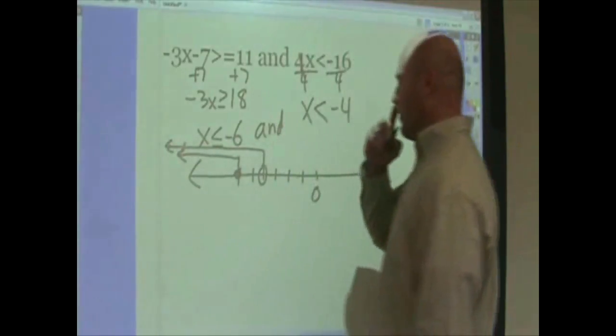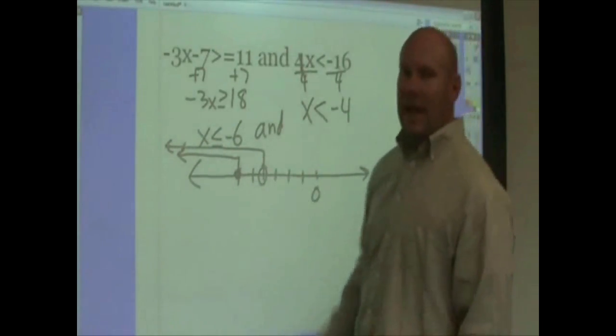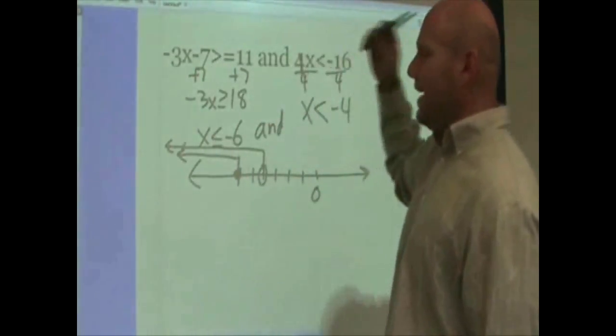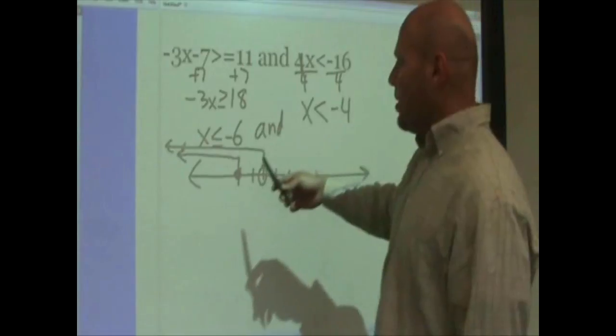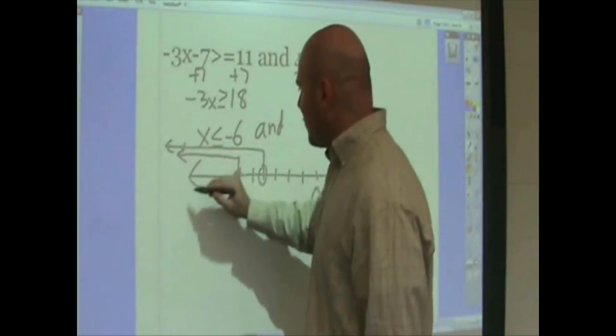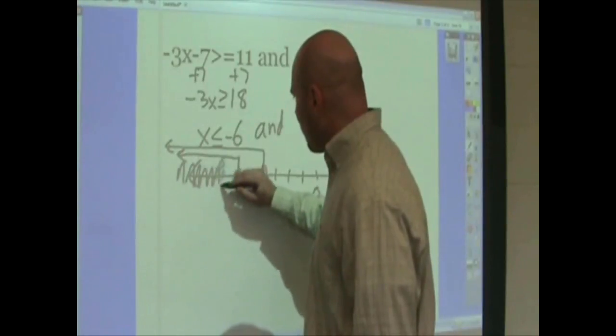Now this is where I got to be careful because this one's a little bit tricky. I have to meet both conditions. Right? I have to satisfy this inequality and I have to satisfy this one. So what I'm looking for is a place where the graphs overlap. And so it's obvious through here that the graphs are overlapping.